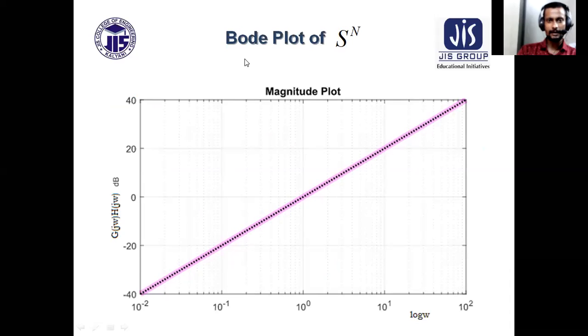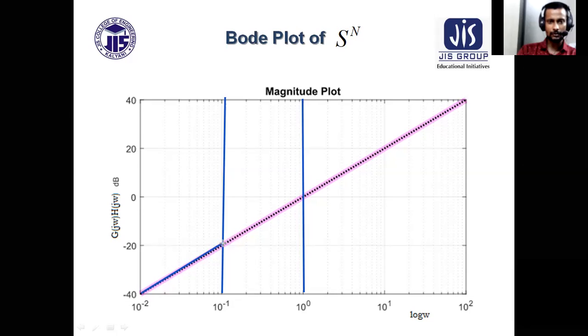In one decade again, this is the first decade, this is the second decade, likewise. So in one decade from minus 40 to minus 20, it is raised by 20 dB. So in one decade it is raised by 20 dB, that is a 20 dB per decade slope. In the next decade it is again raised, from minus 20 to 0. So again plus 20 dB per decade slope. In another decade from 0 to 20 it is raised, likewise.